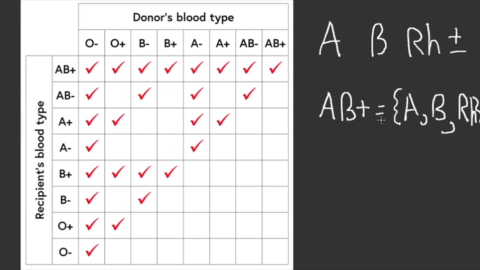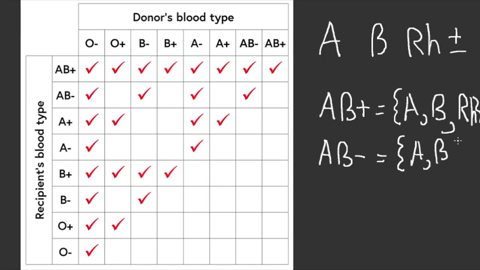And then you can have another combination, for example, AB negative, is what happens when you don't have this RH substance. So a person with AB negative has in their blood just A and B.